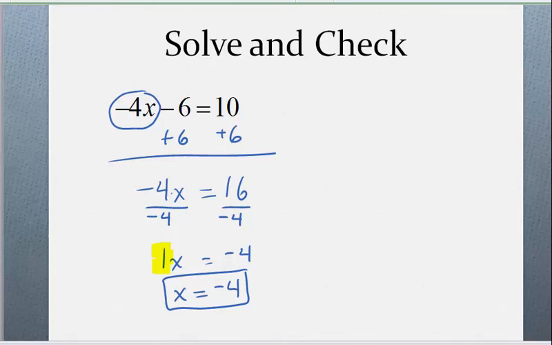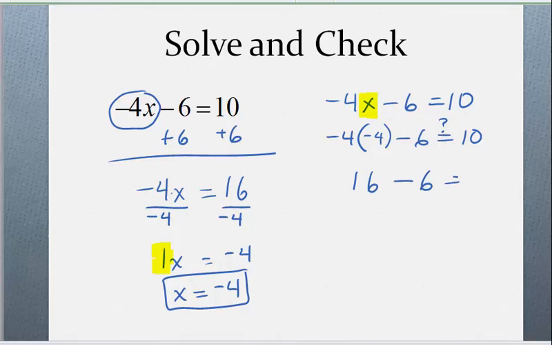And if I want to check my solution, again, you go back to your original equation, negative 4x minus 6 equals 10, and I put what I think is my solution right there where the x is. So I have negative 4 times what I think is my solution, negative 4, minus 6. I want to know, does that equal 10? Negative 4 times negative 4 is positive 16. Minus 6. Does that equal 10? Yeah, 16 minus 6 is 10. I get 10 on both sides. That checks.